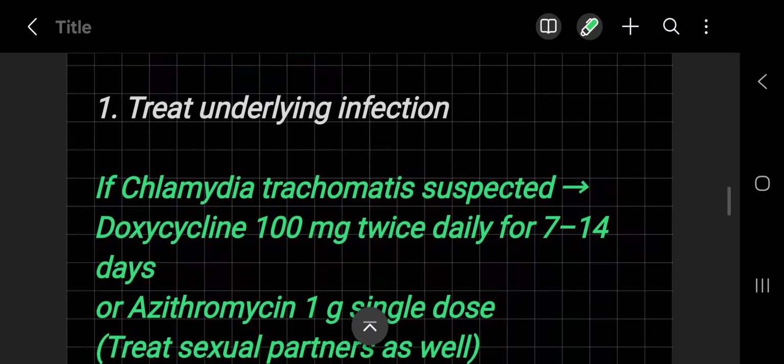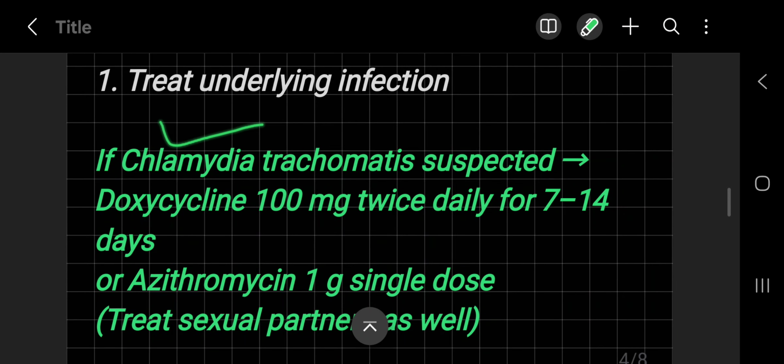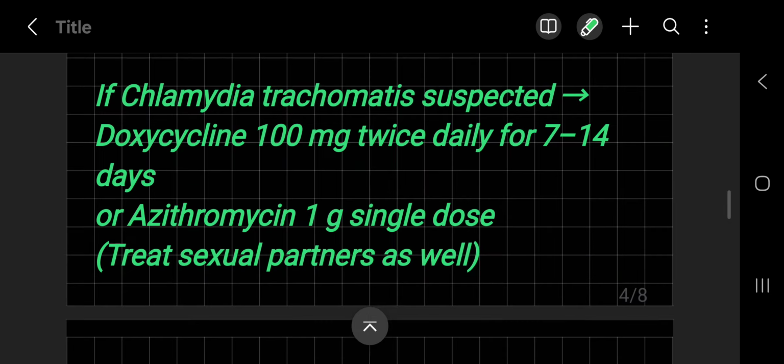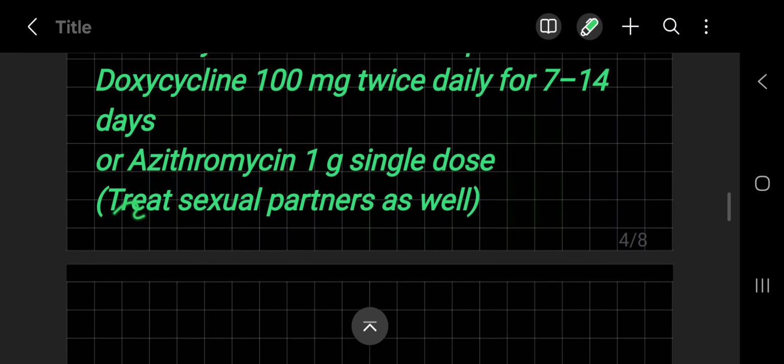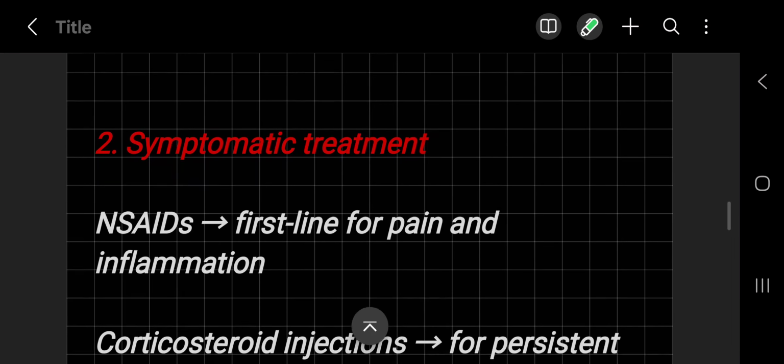Management. Treat the underlying infection. If Chlamydia trachomatis infection is suspected, you go for doxycycline 100 mg twice daily for 7 to 14 days, or azithromycin 1 gram single dose. But along with azithromycin, try to give injection ceftriaxone, so that if you are suspecting gonorrhea as well, then azithromycin and ceftriaxone both kill the chlamydia and gonorrhea. Treat sexual partners as well.